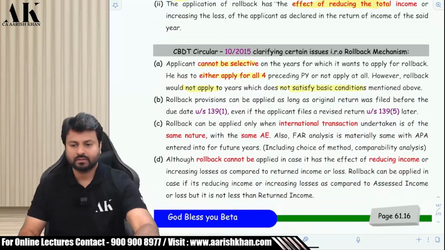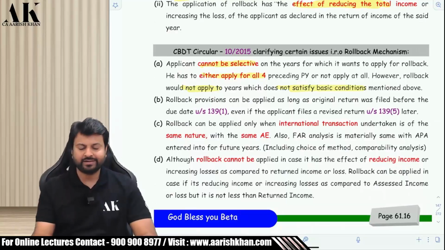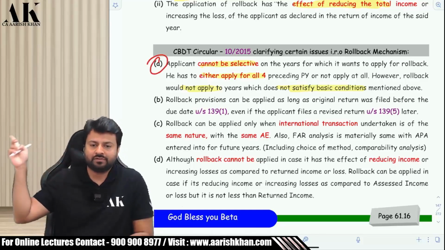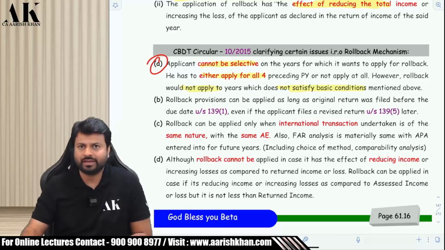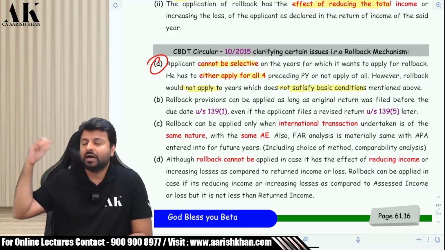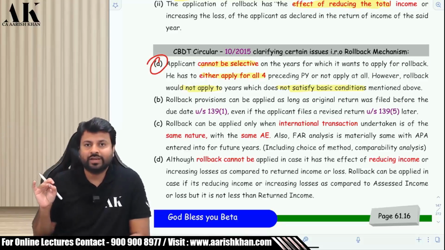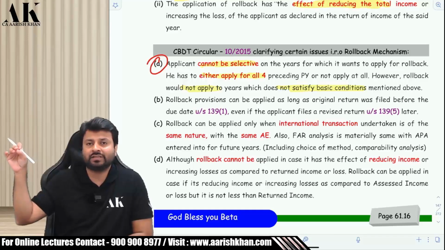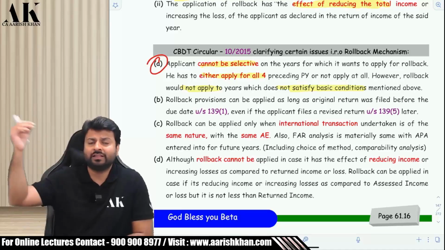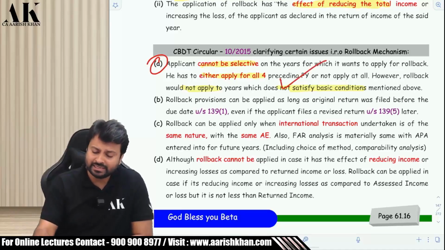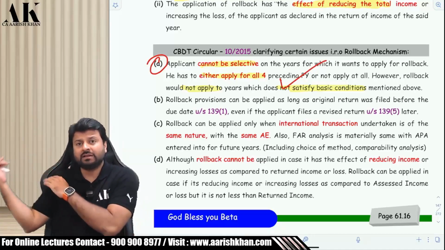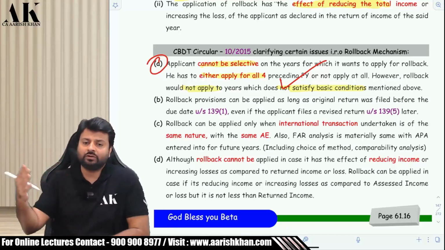Check it please. Now, there is a CBDT circular here clarifying certain points in the conditions. One of the conditions is that the applicant has to make an application for all the years, or else he does not have to come for rollback. He cannot be selective. Now, what if he does not satisfy the basic conditions in some of the years? Say, for example, out of the 4 years, in some year he has not filed the return on time, or he does not have the same international transaction, or in some year he has not filed the report in form 3CEB. Can he go for the remaining years? Yes, in that case he can go for the remaining years. By default, the applicant has to make an application for all the years, but if in some years he has not fulfilled certain basic conditions, then he can go for the remaining number of years.